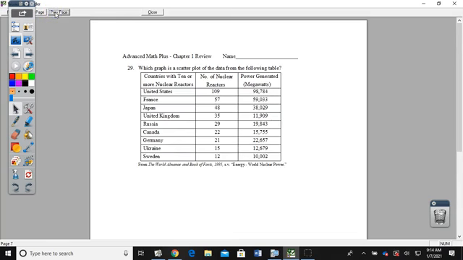So here's 109, 98,784, 57, 59,033, 48, 38,029, and so on and so forth. So you're just figuring out which one matches up with it, okay? I believe, so I don't want to tell you wrong, it should be the first one, correct? Yeah. Is that what y'all got? Okay.